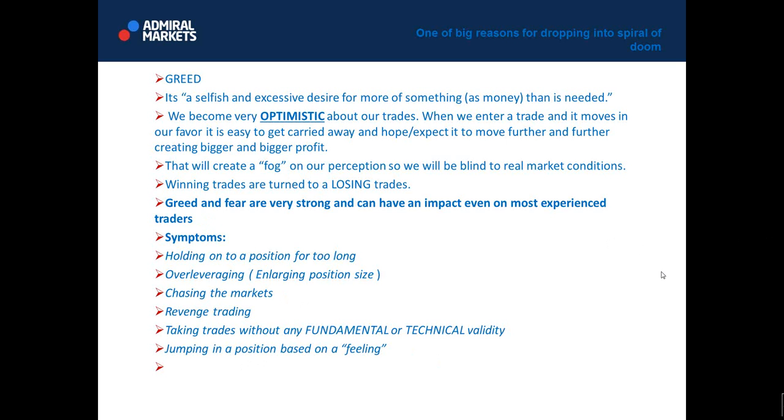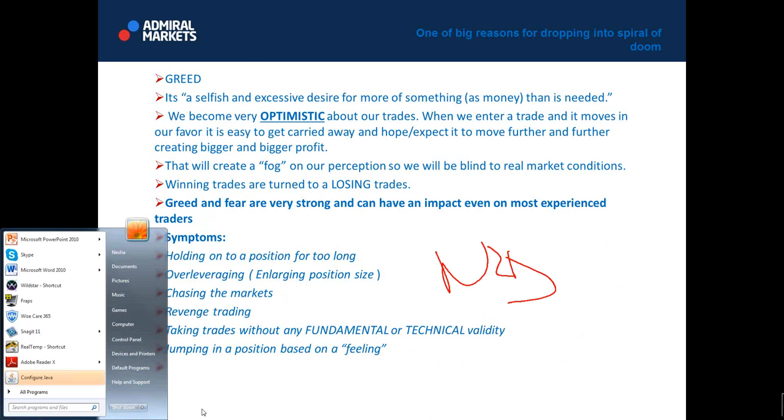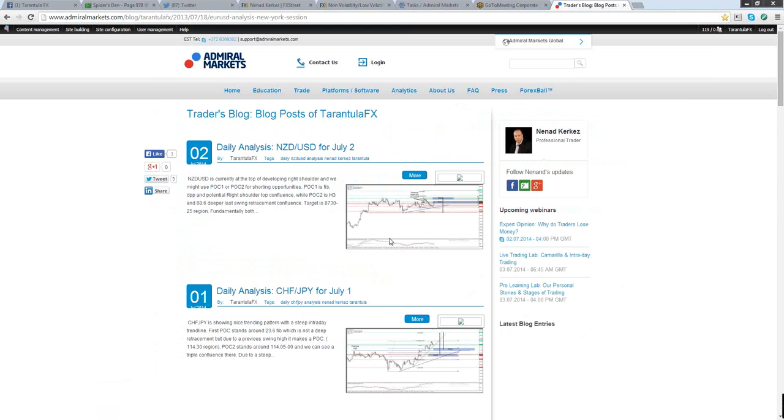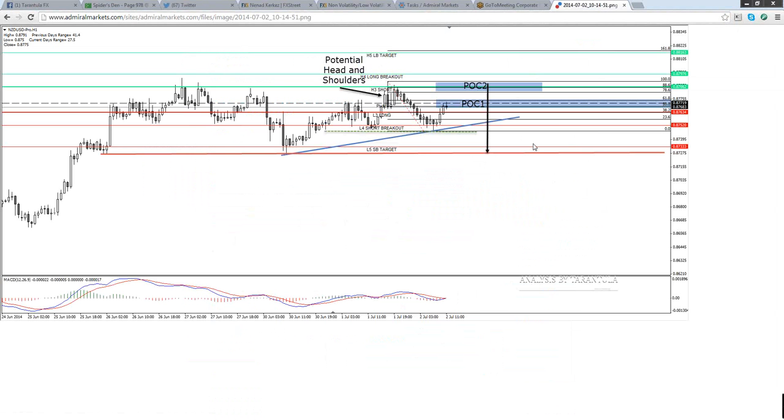Yves is asking, securing profits, does it mean closing too soon? No, you don't close your profit too soon. I have made a Twitter update of my New Zealand. Good example, good question. Look at this example today, New Zealand dollar for 2nd of July. If you were selling there, where I showed you, you would have been 22 pips in profit once I made my Twitter update.